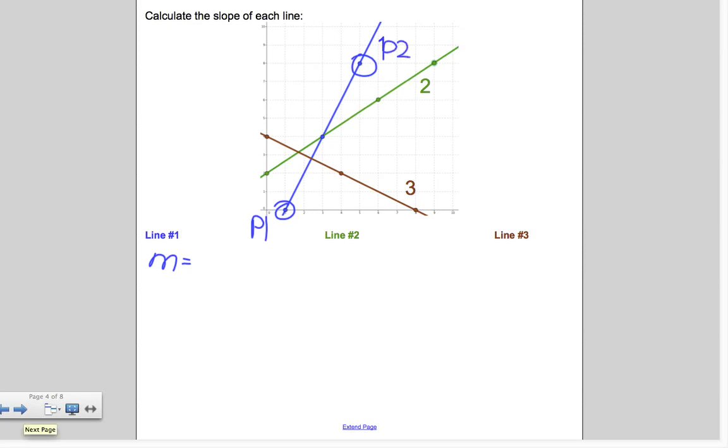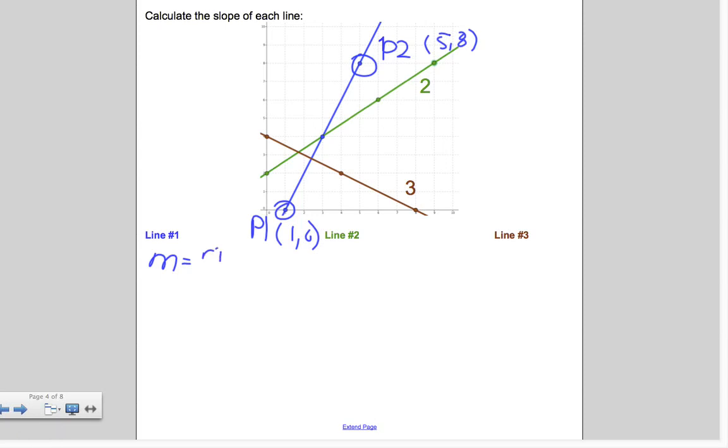For kicks, what's the coordinate of point 1? 1, 0, right? X coordinate first, or independent variable first. Write it down. What's the coordinate of point 2? 5, 8. Okay.